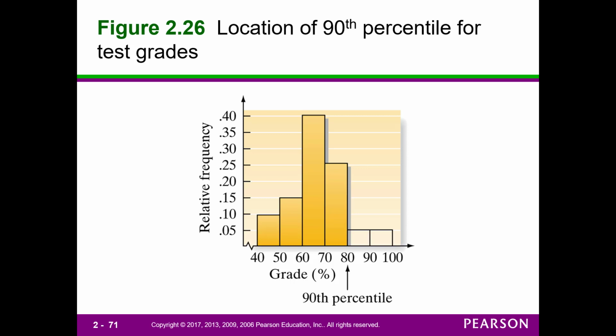Thus, if the scores were described by the relative frequency histogram, as we see in this figure 2.26, the 90th percentile would be located at the point such that 90% of the total area under the relative frequency histogram lies below the 90th percentile and 10% lies above.